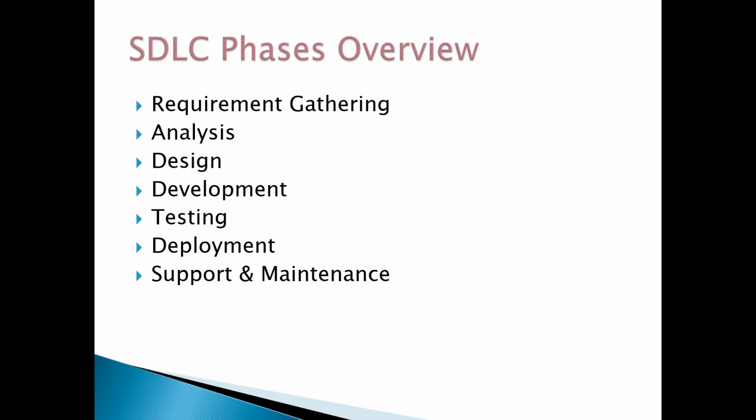SDLC is the software development life cycle. They casually ask what are the phases in SDLC, what are the steps. The phases are requirement gathering, analysis, design, development, testing, deployment, support, and maintenance. This analysis we can also call planning. At the analysis level we will give the planning, and how many days we will take to complete is also given in the analysis phase.